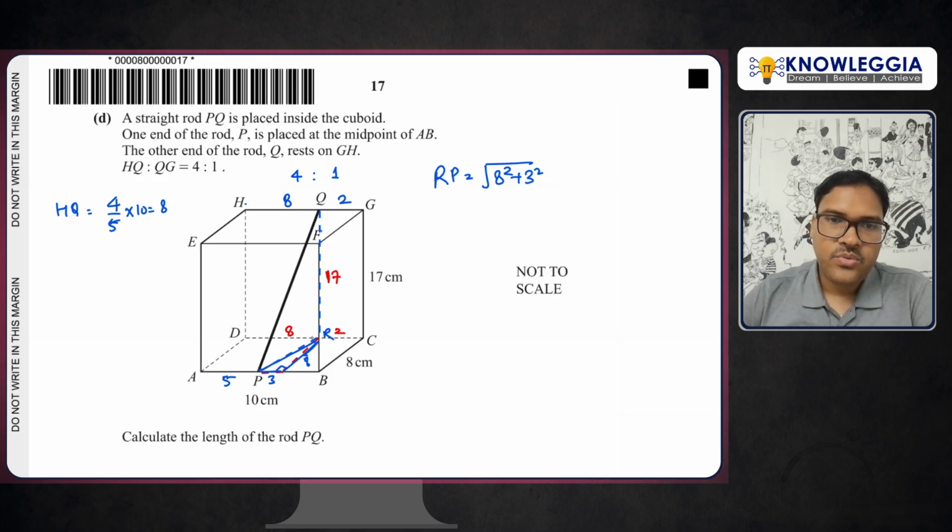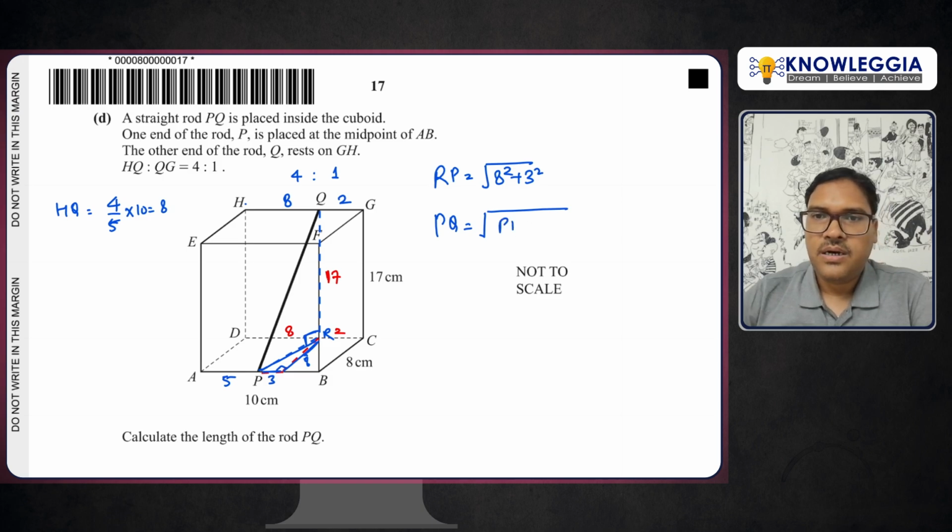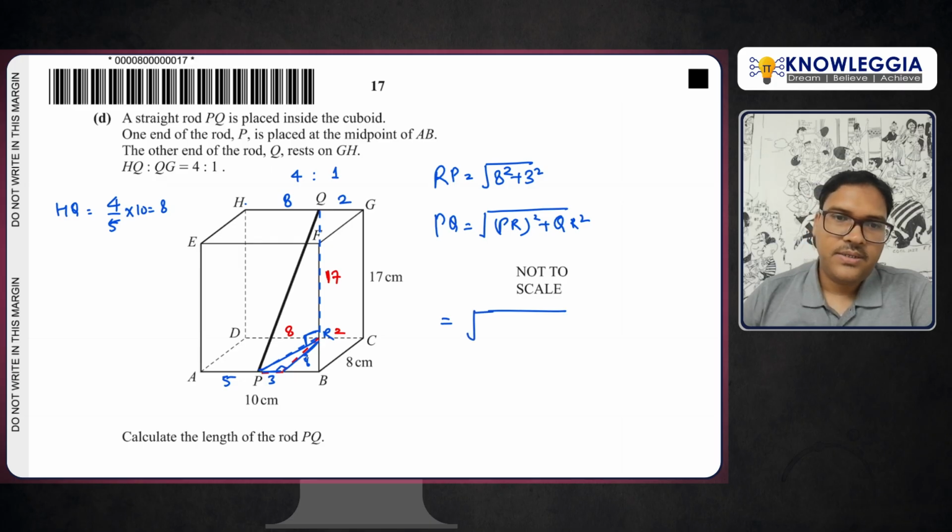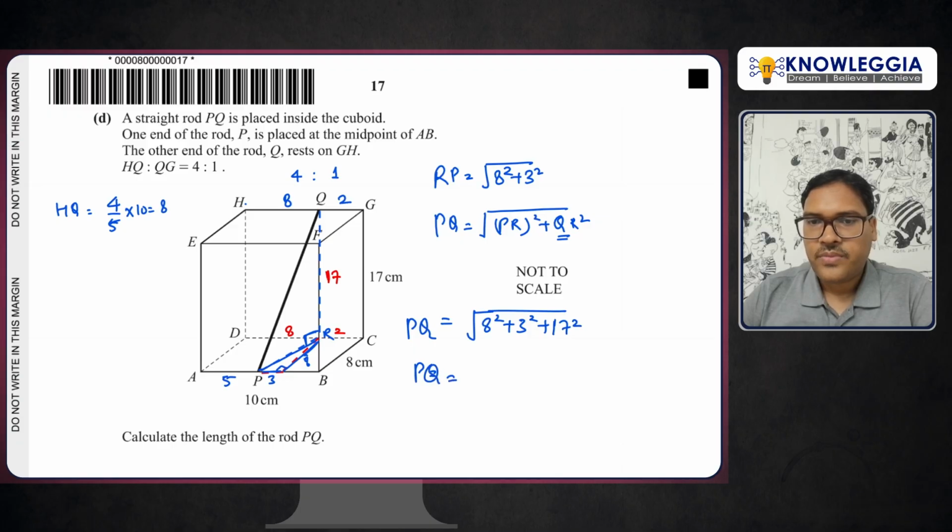Now, if this is RP, you can easily find PQ. What is PQ? Under root of... You can see this is square, because this angle is 90 degree again. So this is PR square plus, what is this? QR square. So now I think you can easily solve this. What is PR square? This is 8 square plus 3 square plus, what is QR square? What is QR? That is 17. So this is 17 square. That is our PQ. So with this, you can easily calculate.